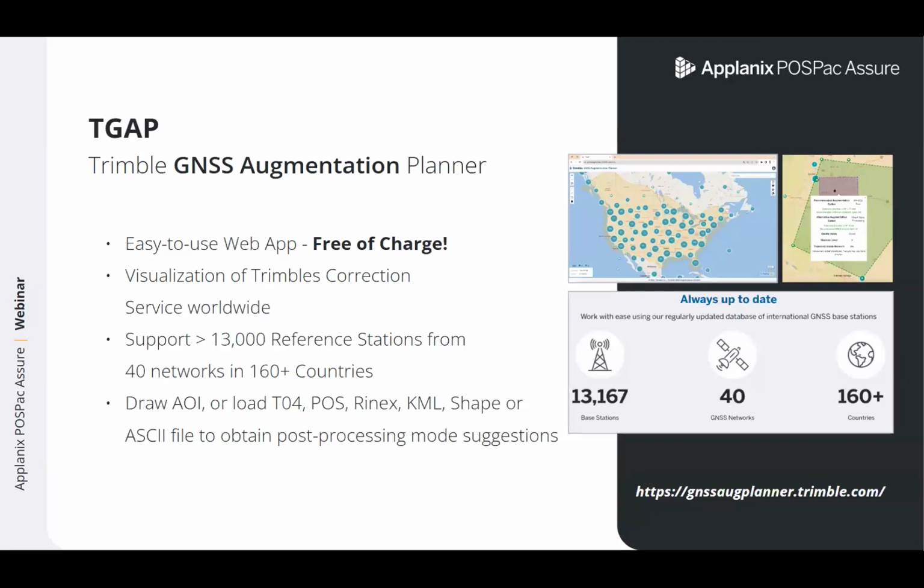And at the same time, this app will also make a proposal of what is the best processing mode in POSPac or POSPac Assure. So this kind of app is even integrated in POSPac Assure. So when you see the map and the trajectory that's overlaid, it will also automatically make a suggestion for the post-processing mode. But this is the standalone tool that you can use ahead of time. For instance, if you know I'm going there next week or in a month, what is the availability of correction data? You can use that standalone tool anytime you want.